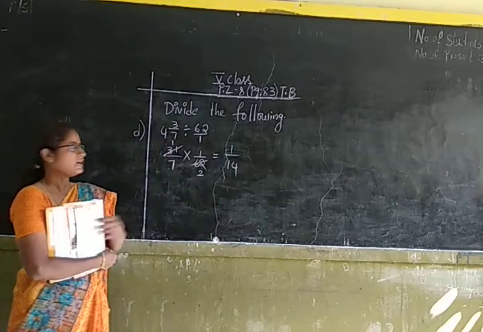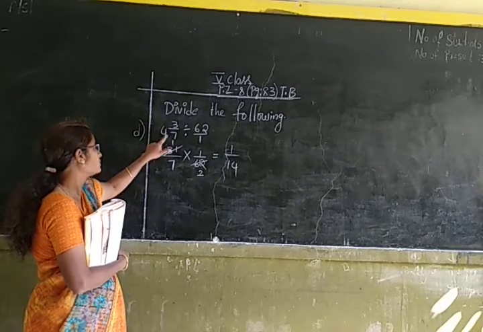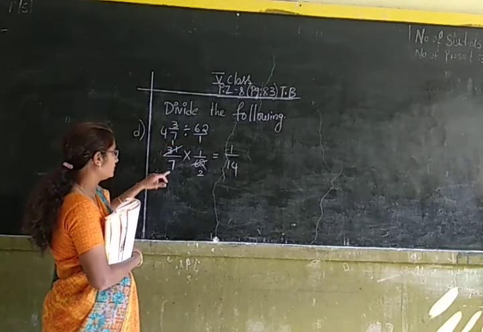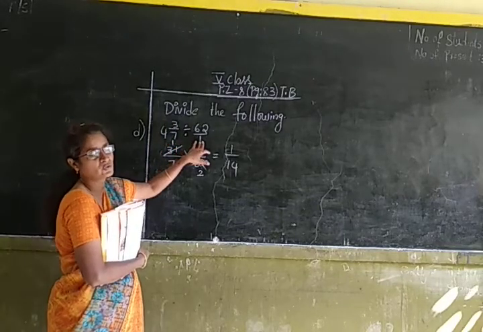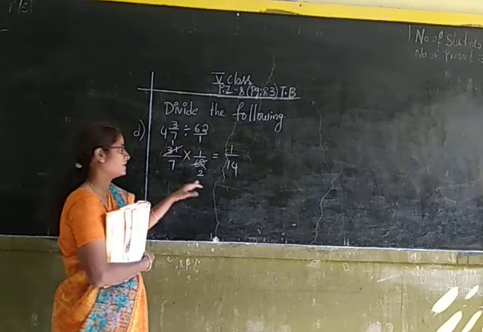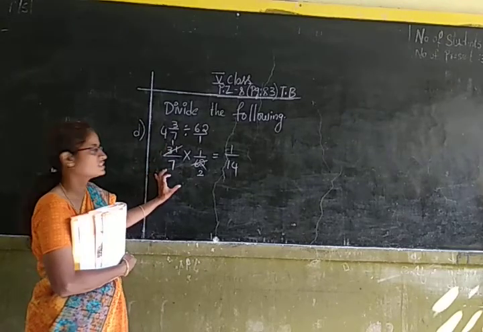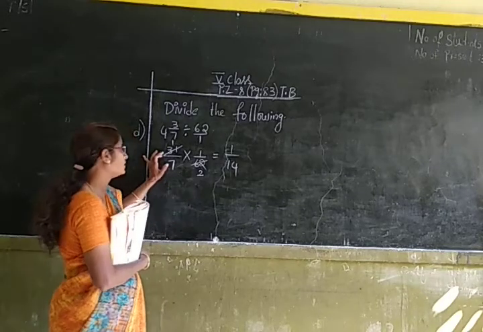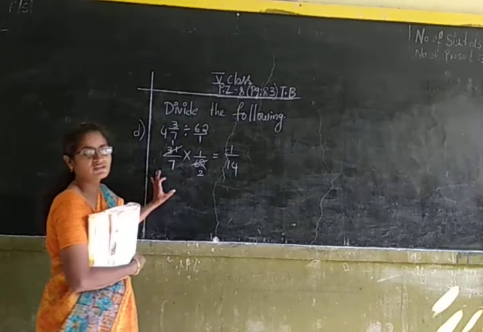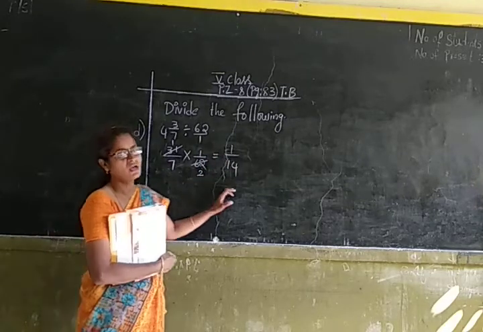Okay children. What I have done, first I have changed the mixed fraction into an improper fraction. 4 7s are 28, 28 plus 3 is 31, 31 by 7. Then I have written the reciprocal of the whole number, which is 1 by 62, and then multiplied both the fractions. Before multiplying, I first reduced the fractions. 31 table goes in 31 one time and in 62 two times. After reducing, I multiply: 1 1s are 1, 7 2s are 14.